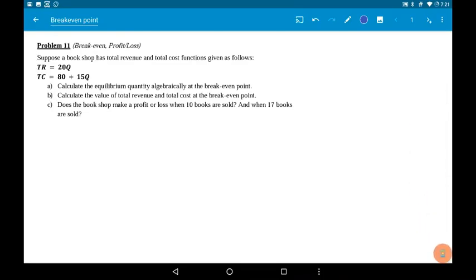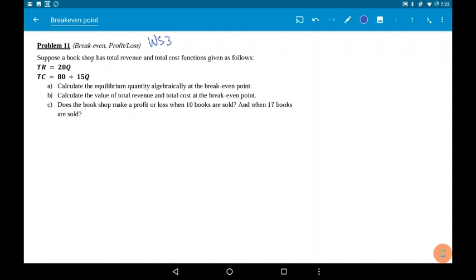Hi, this is Business Managerial Math, Worksheet 3, Problem 11. Let's read the given. Suppose the bookshop has total revenue and total cost functions given as follows. Total revenue equals 20Q. Total cost equals 80 plus 15Q.